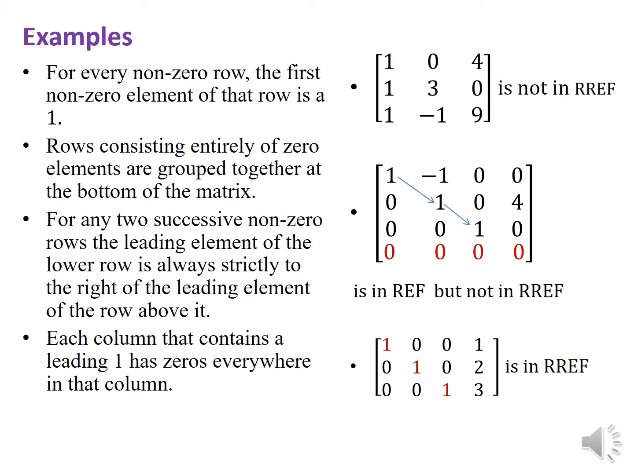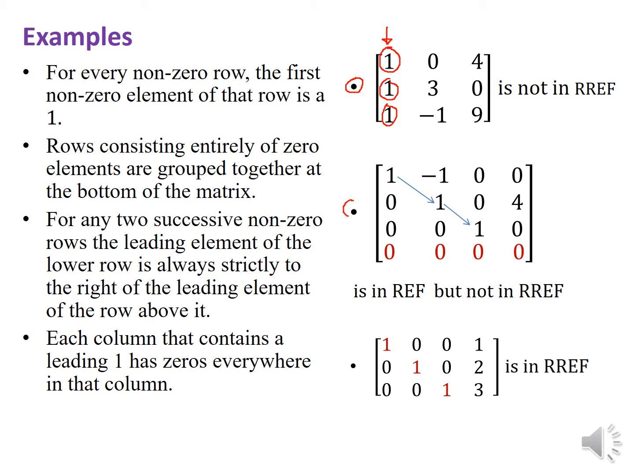Here we have several examples. In the first example, the matrix is not in reduced row echelon form, as the leading element of the first row is 1, and according to the condition, in the first column all other elements except the leading element must be 0, but there are two non-zero elements here. So for this reason, the matrix is not in reduced row echelon form.